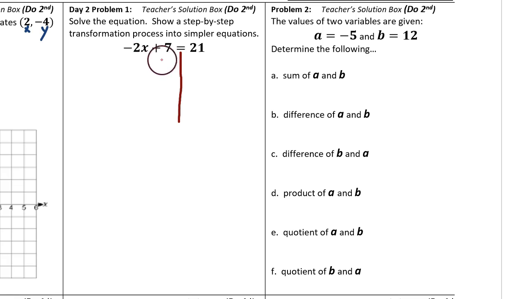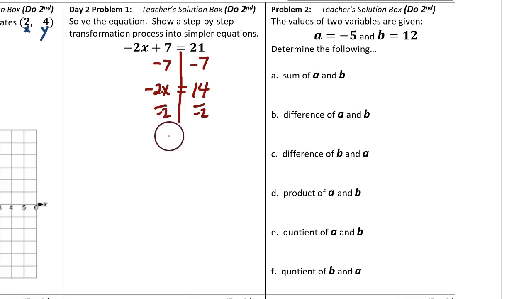We can remove the adding 7 by subtracting 7, and over here to retain balance. Our new equation becomes negative 2x equals 14. This is equivalent to the beginning equation, but it's simpler looking. Now we can remove the coefficient of negative 2. That's being multiplied to x, so it can be removed using division. And on this side, to retain balance.